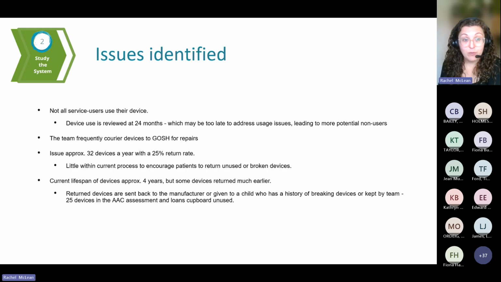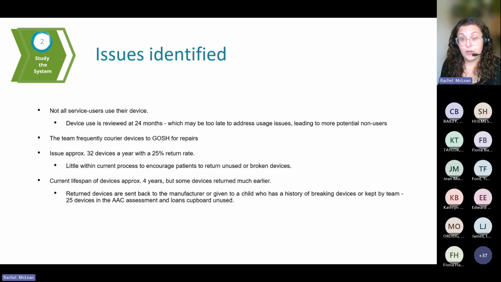So through this process, several issues were identified. So first, not all children who are given a device go on to use it at all or effectively, which means there might be an iPad or a communication device sitting around not ever being used in a service user's home. So this leads to suboptimal patient outcomes and contributes to financial and environmental waste.